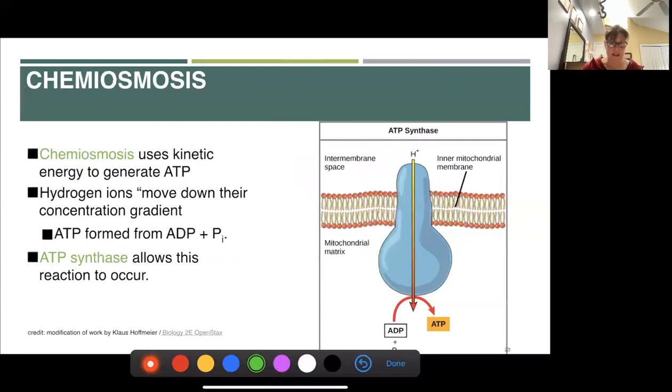And then we have chemiosmosis here. Again, that's with that ATP synthase. So we're going to generate, again, that kinetic energy is going to be used to convert it into chemical energy, into that chemical bond between the phosphates to put that third phosphate together on ADP.